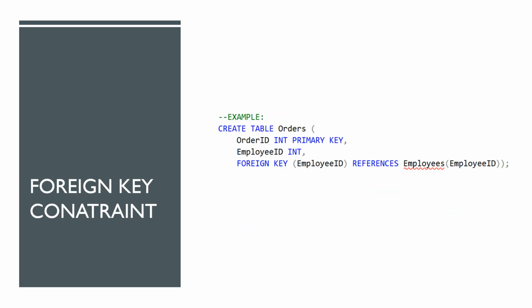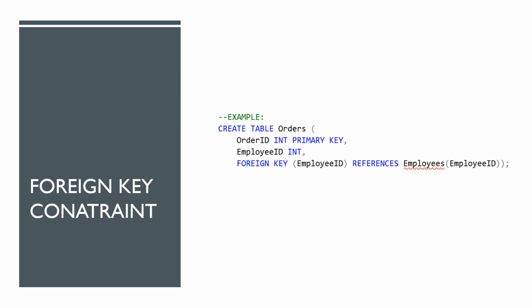And another one is foreign key. For this one, we have created a table named orders, and order ID is an integer primary key. So primary key basically means that it ensures the referential integrity of the data in one table to match values in another table, and a primary key cannot be null. It must contain some value.